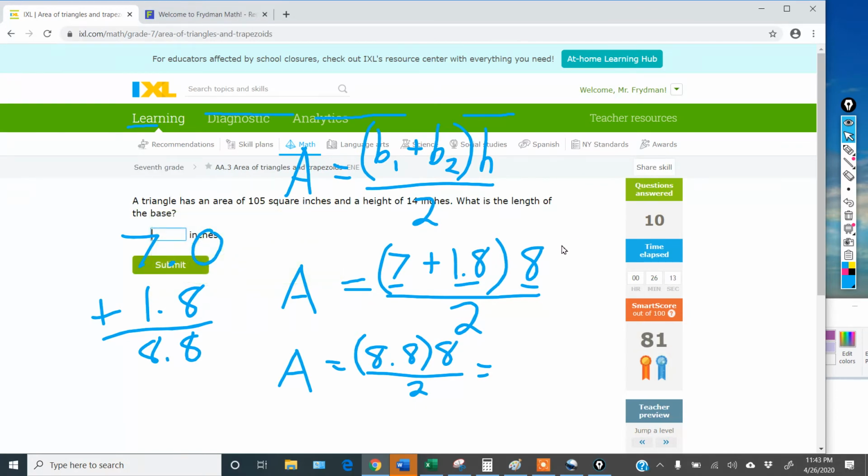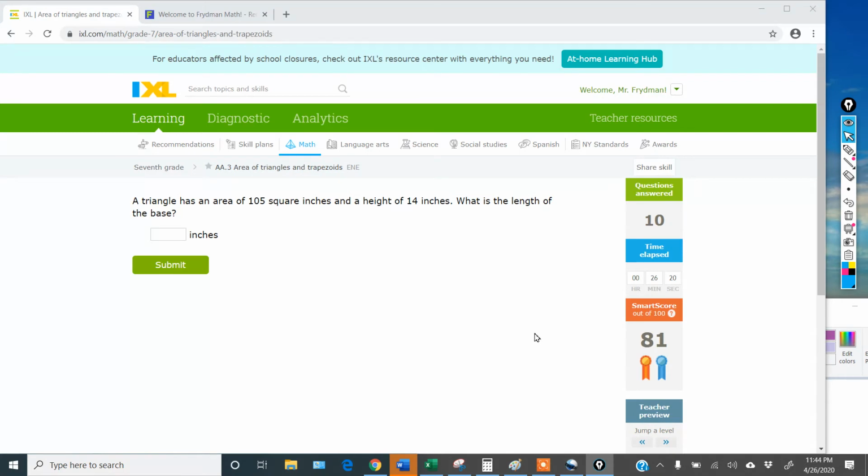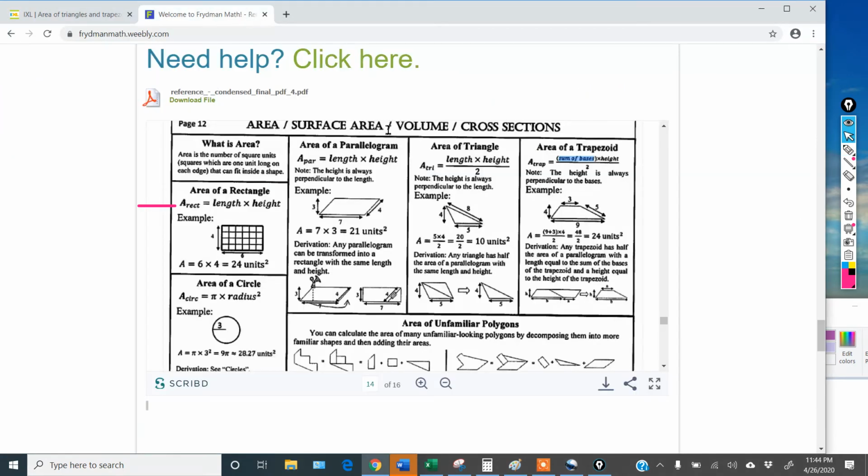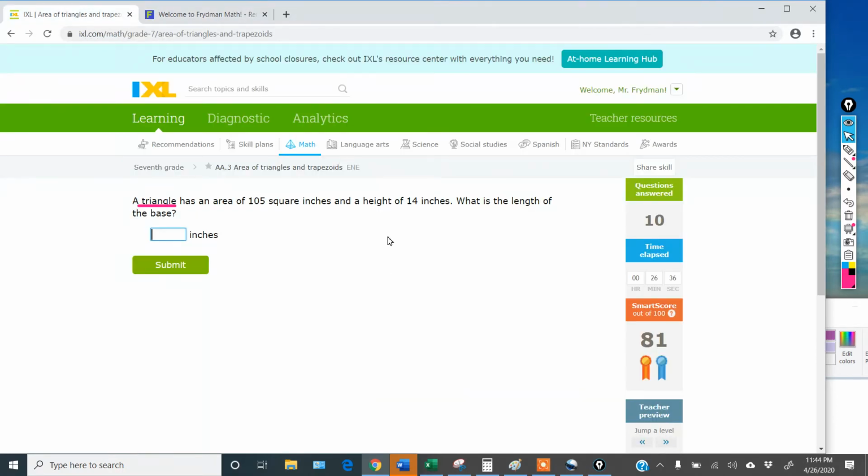Okay, good. So this is a question that I wanted. You have to be careful again. First of all, it's talking about a triangle. So let's make sure that we're using the formula for a triangle, which is base times height, divided by 2. All right, so we'll write area equals base times height divided by 2.